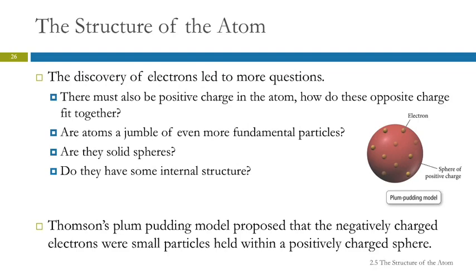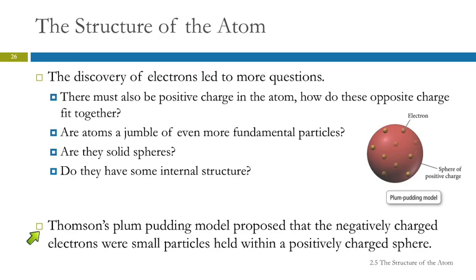So some of the questions this led to: if there's a negative charge, there must be a positive charge, because we know these things are neutral. How does that work? How do those fit together? Are atoms really just a jumble of even more fundamental particles? So atoms have electrons. Are there other particles in there? Are atoms solid spheres? Do they have some internal structure? What's going on here? So Thomson came up with a plum pudding model.